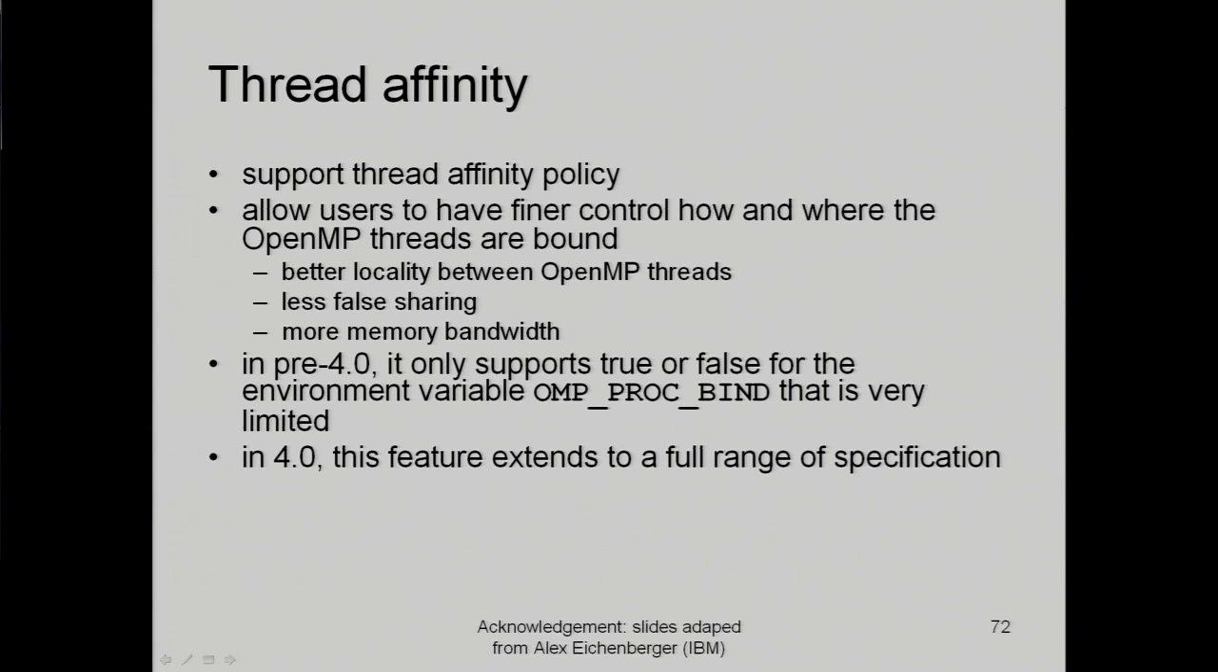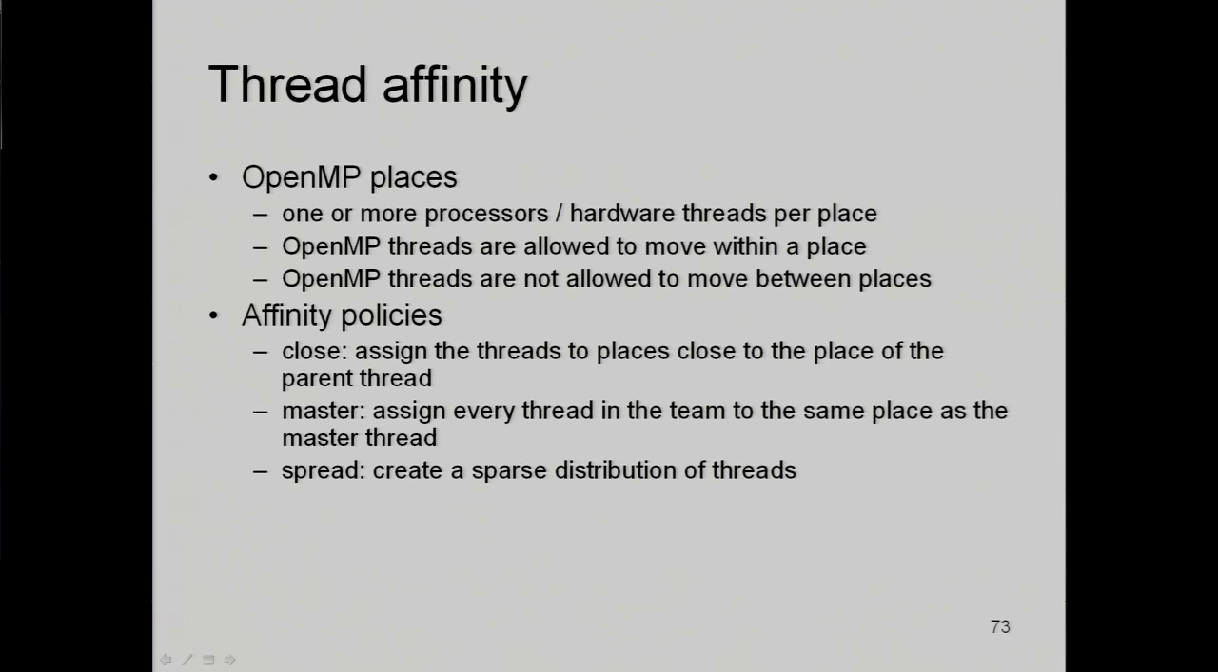But anyway, thread affinity is another important feature that we introduced in OpenMP 4. The whole idea is that we provide the thread affinity policy, how we put the thread on the processor, on the hardware, and how we can fine tune it. As I said, it allows the user to have final control of how and where the OpenMP threads are bound. Remember that we have proc bind, and on top of it, we have further fine tuning. Of course, you can get better locality and less false sharing, or maybe more memory bandwidth. In this case, we also need to extend the OpenMP proc bind.